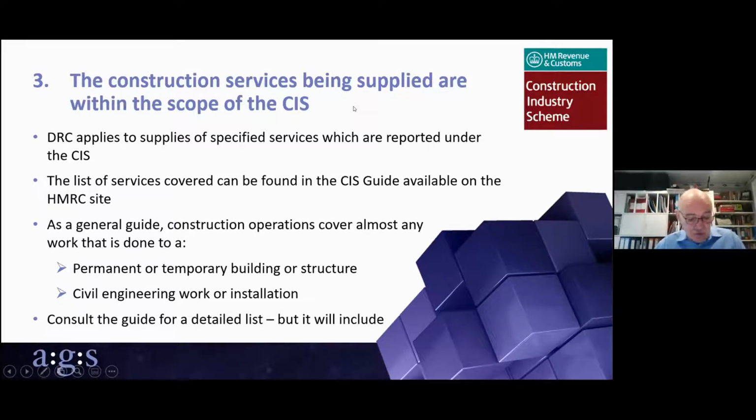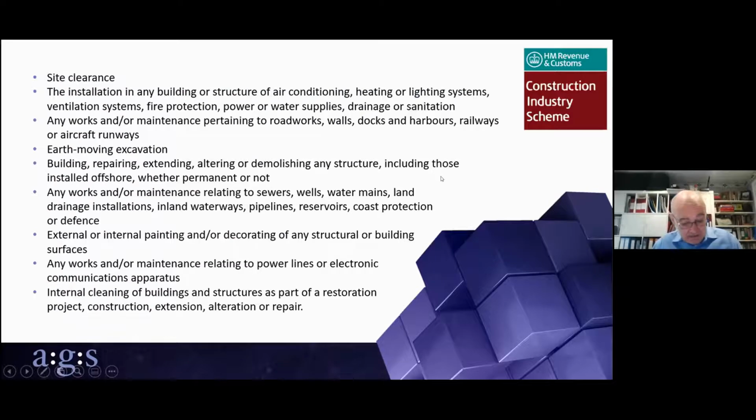It includes services that are reportable under CIS, as I've said. It means all the construction work covered by CIS, which is summarised in HMRC's CIS guide, and again, I've included a link to that at the end. In section 1, it means all of that. As a general summary, it describes almost all work done on buildings and structures, basically any service that in common sense terms could be described as construction services. And here is the list that's in the CIS guide.